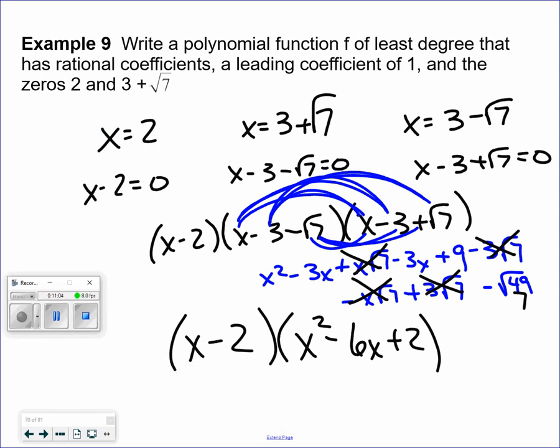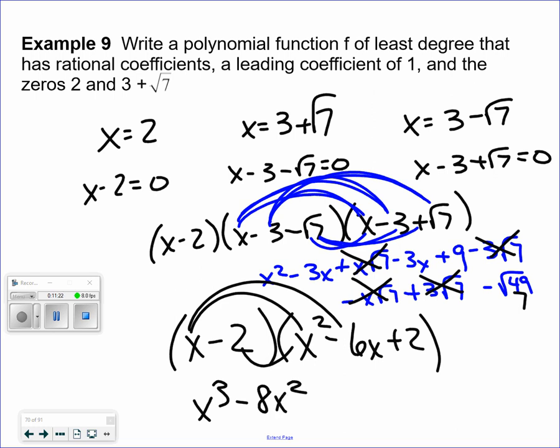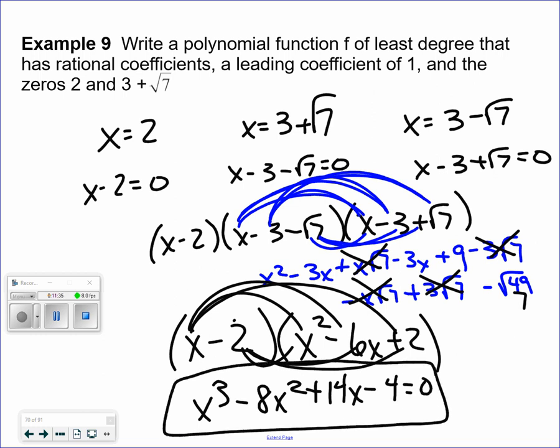Now I'm down to a situation where I only need to FOIL one more time, but I no longer have any radicals involved. So here we go, x cubed, and I'm running out of space. Negative 6x squared and negative 2x squared make negative 8x squared. And we have a positive 12x and a positive 2x, which makes a positive 14x, and then a negative 2 times a positive 2. So this would be the question if these were the answers. So everything is being done backwards.